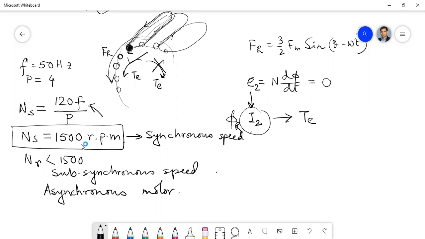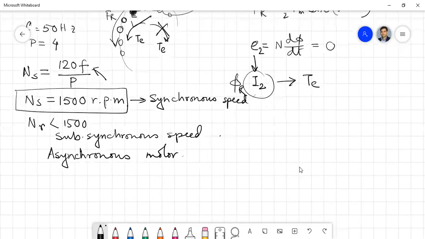For European countries, the frequency is 50 hertz. And for aeroplanes, the frequency is 400 hertz. Generally, the frequencies are constant. Okay.